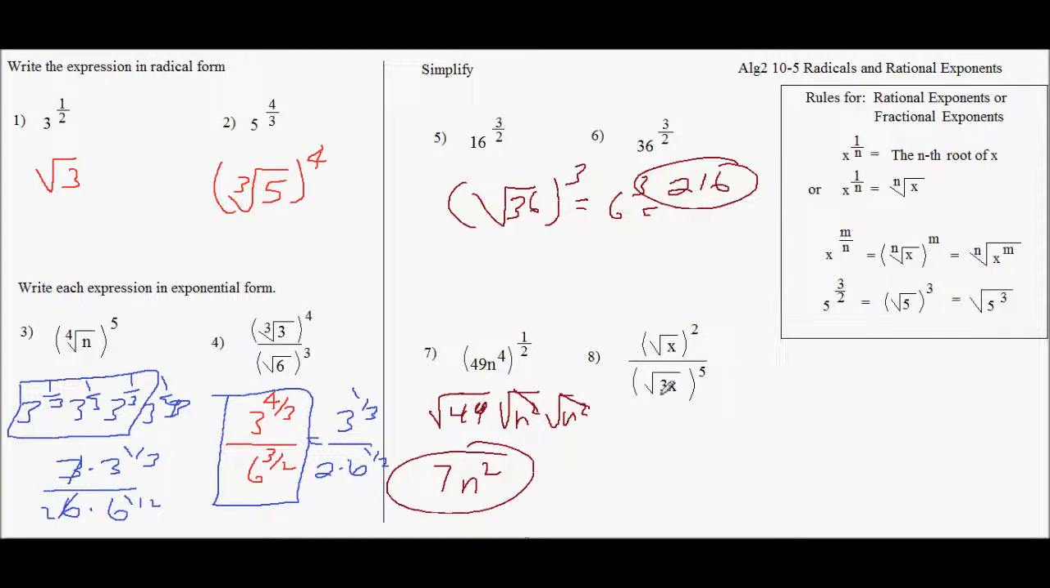This last one is pretty simple. The square root of x squared is x, because that's the definition. Or you could say x to the 1/2 to the 2nd, right? And then you just multiply them, and you get x to the 2 over 2, which is x to the 1st.